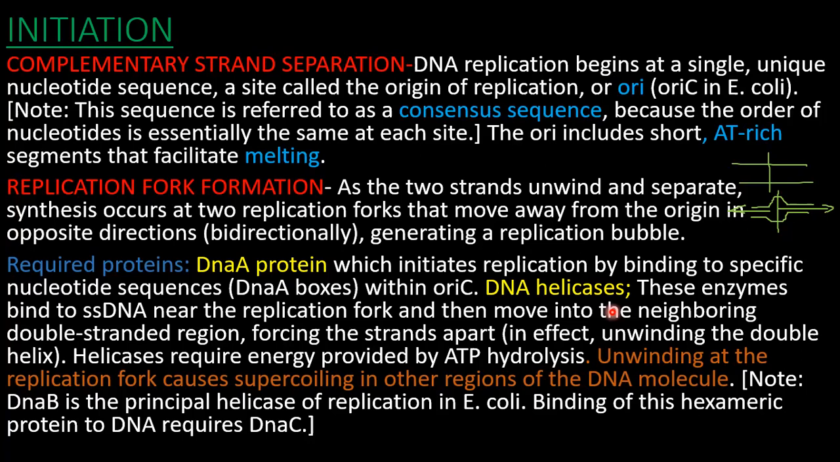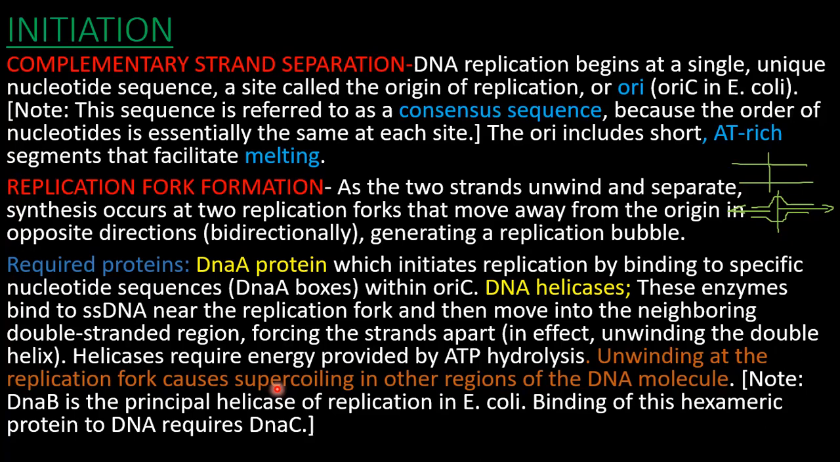Then it will cleave those hydrogen bonds between the complementary bases, okay. By doing so, it will unwind the double helix. And the helicase requires energy in the form of ATP, okay. So they derive their energy from ATP hydrolysis. Now, the unwinding at the replication fork by this helicase will cause supercoils in other regions of the DNA molecule. And you will see how we deal with these supercoils.